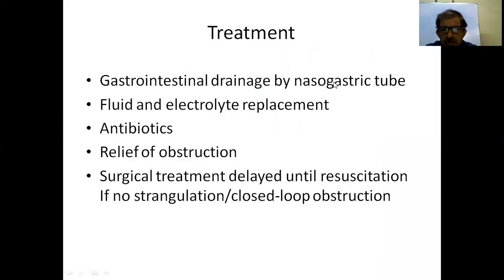Treatment is always, first, a nasogastric tube to suck away the fluids, then you have to give IV fluids, then antibiotics, anticipating infections, and then how to relieve the obstruction. But you have to delay the surgical treatment till you resuscitate the patient adequately. But there is a rider: there should not be any strangulation or closed loop obstruction. In these patients, the sooner you operate, the better the prognosis.